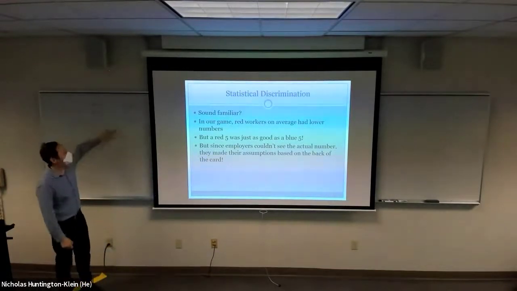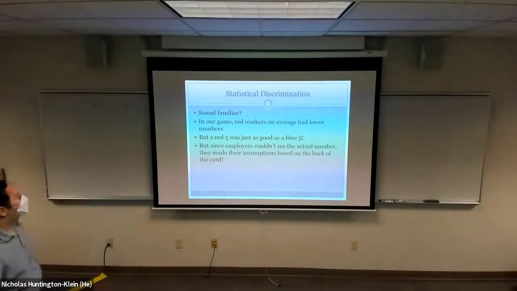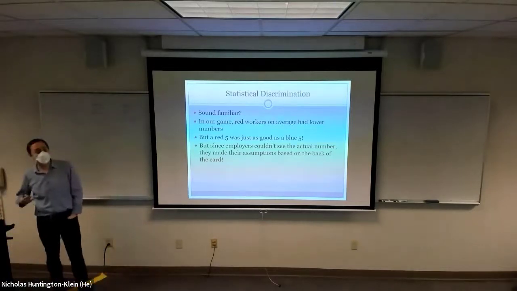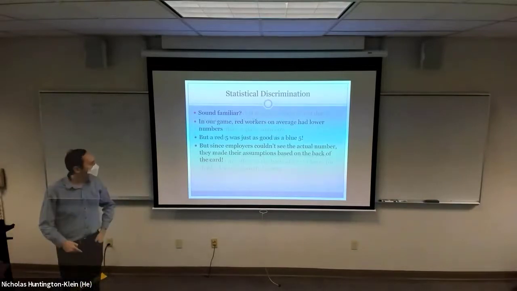And as a result, we ended up with wage differentials between the different people based on the color of the card that they held. Because employers could not see the actual number, they had to make an assumption based on the back of the card. And the statistical average, based on what you know about those distributions, was that the wages would be a little bit lower for the red than for the blue.